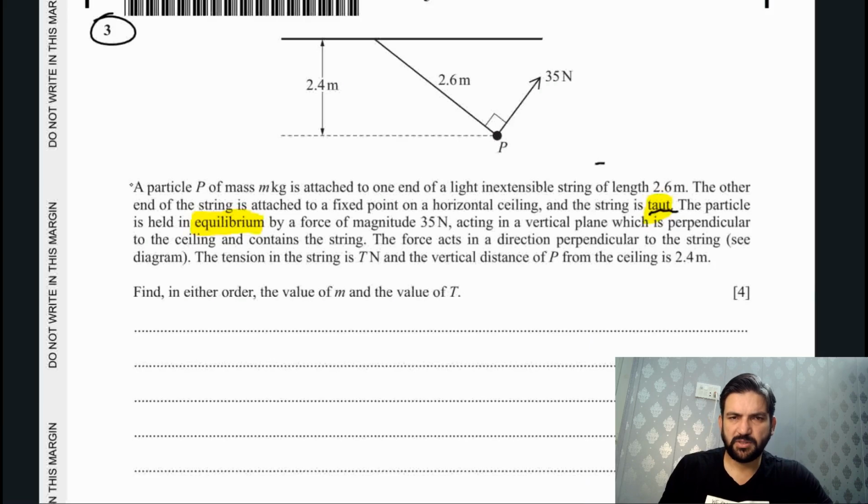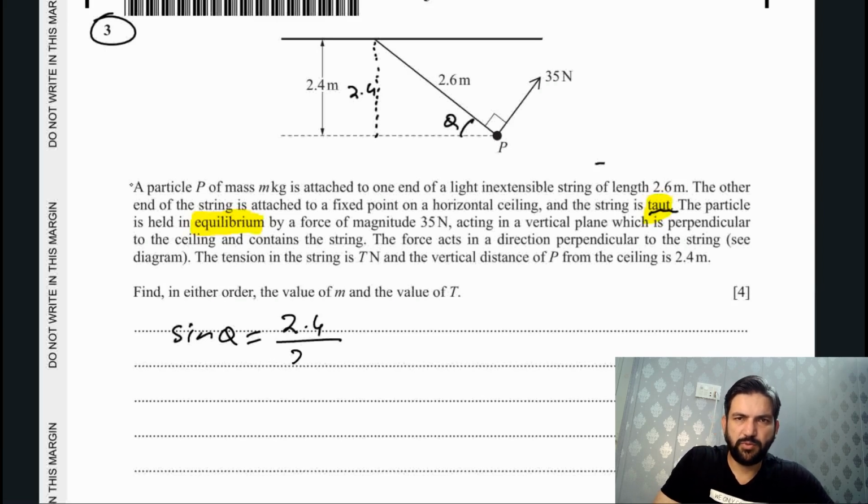Now what we have to do is, we know that this distance is basically 2.4. We can easily find out this angle. Now this angle, sine theta, is equal to 2.4 divided by 2.6. So theta will be equal to sine inverse of 2.4 divided by 2.6.